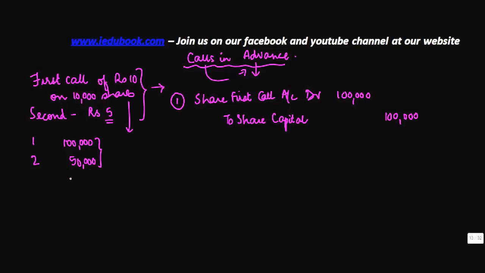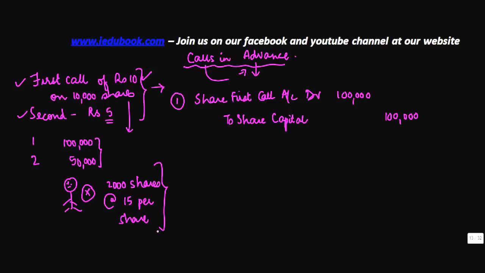Now, what happened was that one gentleman, Mr. X, who was subscribing to 2,000 shares, decided that instead of 10 rupees per share, I will pay both the first and the second call. So he paid at the rate of 15 per share. So what happened was that instead of paying 10, he paid 15 per share, 5 rupees towards the second call.